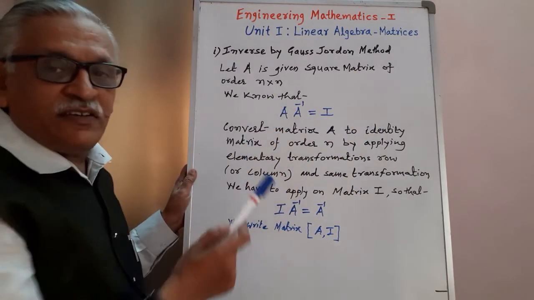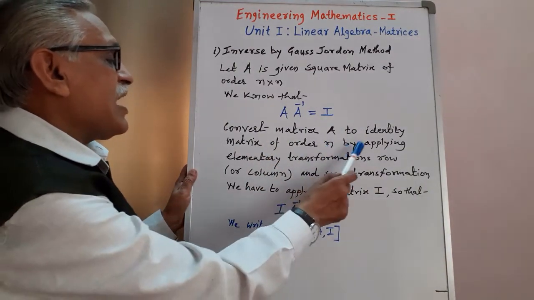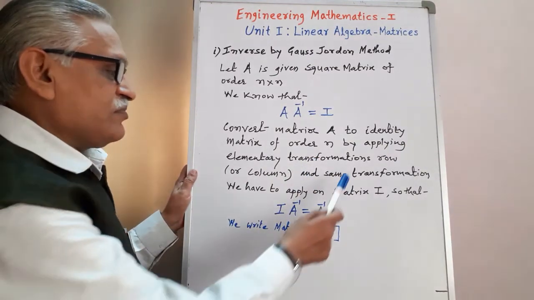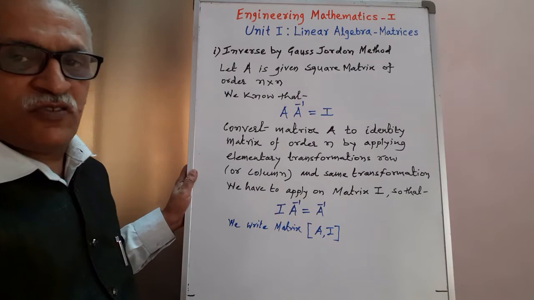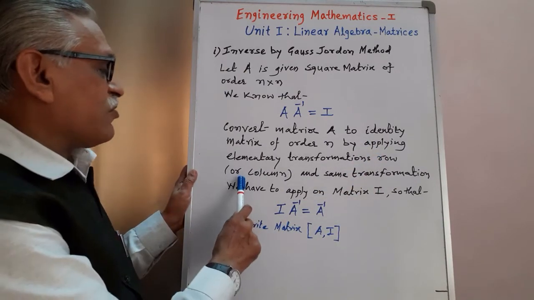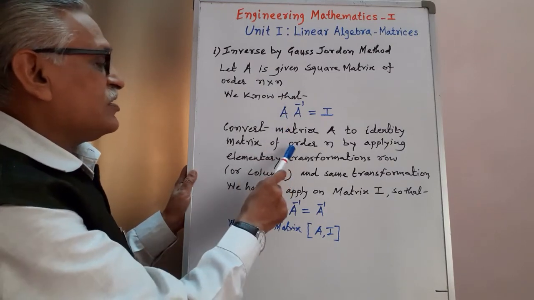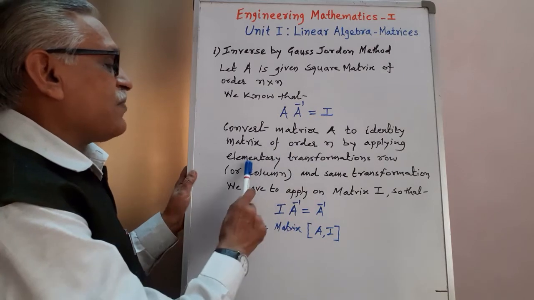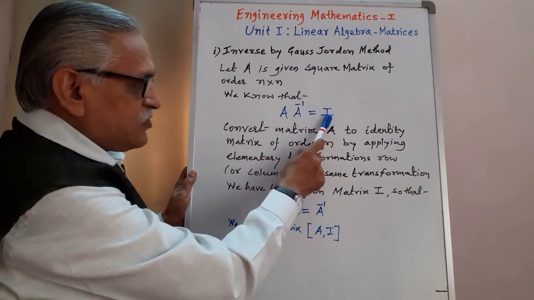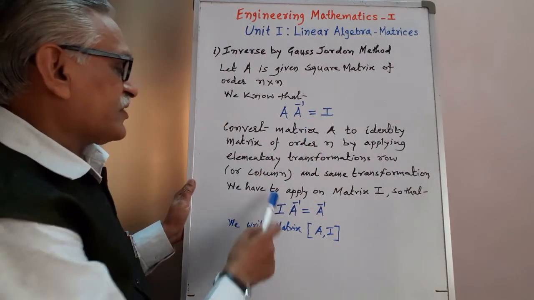This matrix A we have to convert to identity matrix of order n by applying elementary transformation, either row or column. Mixing of both is not allowed. Either we have to apply row transformation or column transformation. Therefore, we have to convert this matrix A to identity matrix by applying row transformation. And the same transformations we have to apply on this right hand side matrix I.